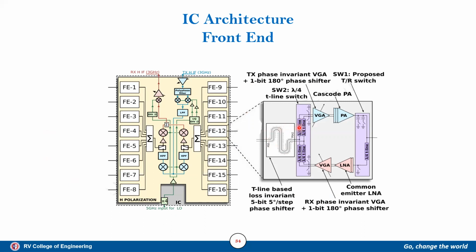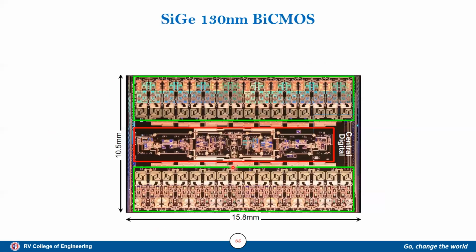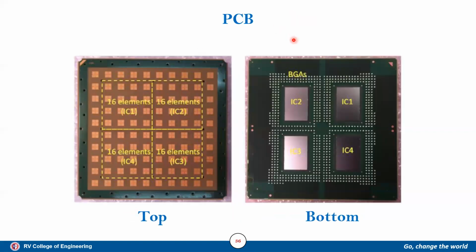So coming to the front end, it has lambda by 4 T-lines for implementing the phase shifted versions. This is how each IC has basically 16 front ends, 8 on each side. This is the implementation of the particular chip in 130 nanometer BiCMOS technology. We can see that the 16 antennas take so much space on the silicon compared to the RF circuits present on the chip.